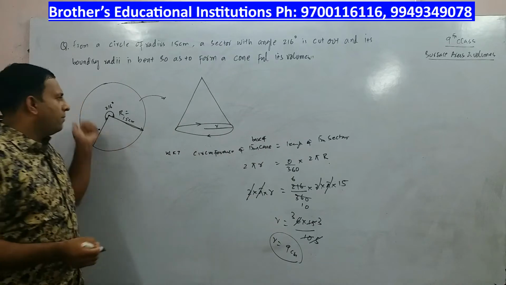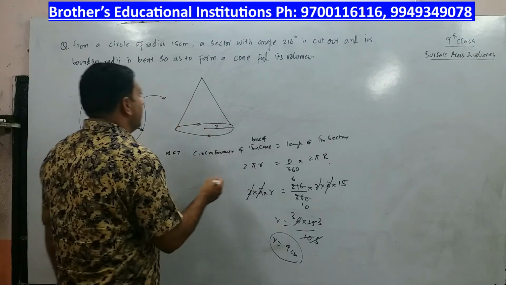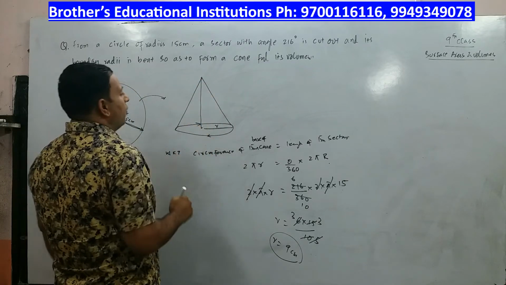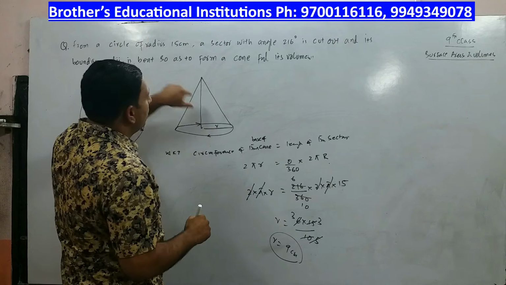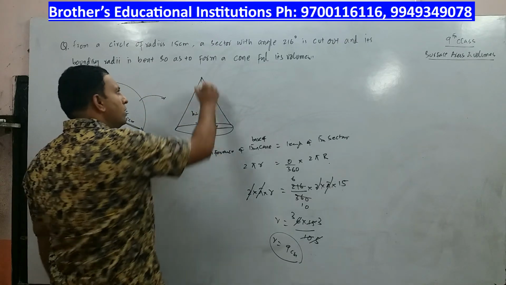So with the help of this, I could get the radius of the base of the cone is equal to 9 centimeters. Next, what am I supposed to find? I am supposed to find the volume. In order to find the volume, I must know the height of the cone. Now, to get the height of the cone, let me say this is the height of the cone. You know what is this?